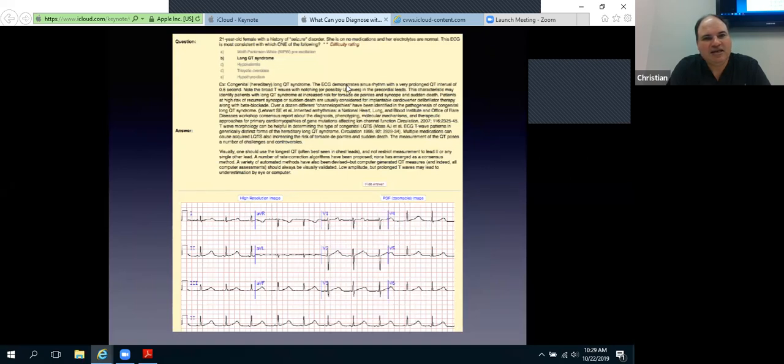It says here, EKG demonstrates sinus rhythm with a very prolonged QT interval of 0.6 seconds. There are broad T waves with notching or possible U waves in the precordial leads, characteristics identified with long QT syndrome and increased risk, and so on and so forth. I won't go into everything that's written here, but you can see what a valuable self-learning tool this is. Even if you're not quite getting them right at first, you'll just keep practicing, getting better and better.